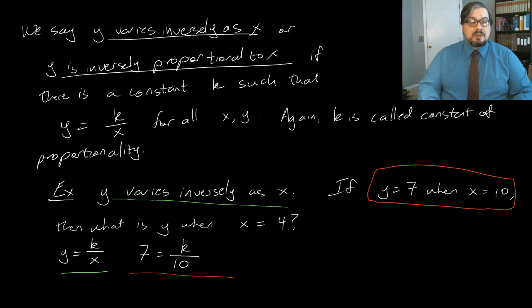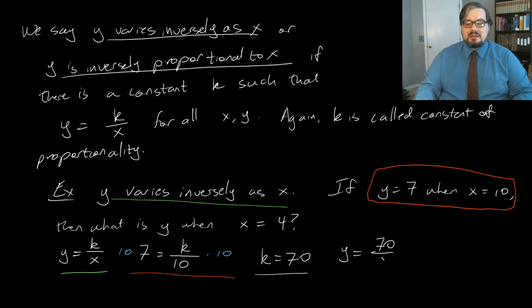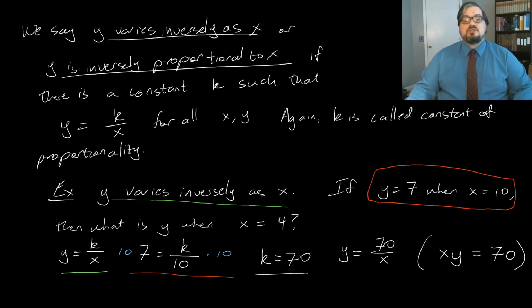Now, we can solve this for k easily. We multiply both sides by 10, and we get that k is equal to 70. So we found that the constant of proportionality for this problem is 70. So we have that our equation is that y is 70 over x. Now, notice that another way of writing this would be to multiply by x on both sides and say that xy equals 70. In fact, this is always true for inverse proportions.